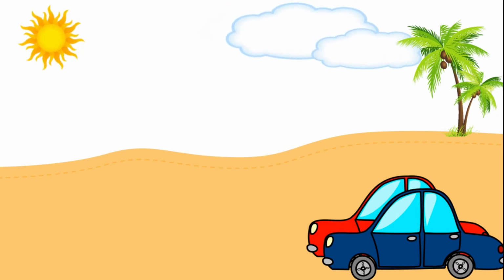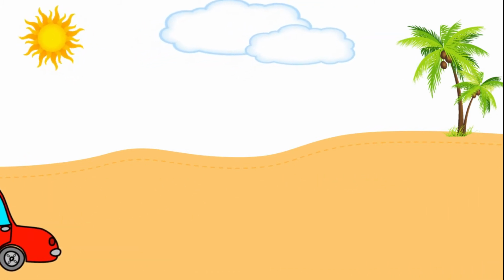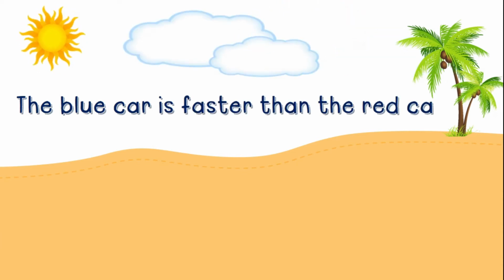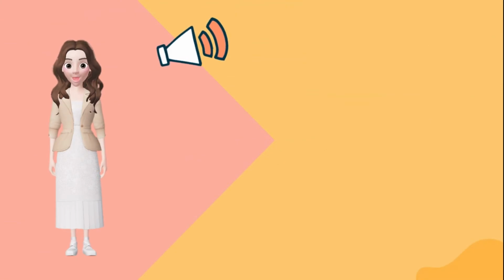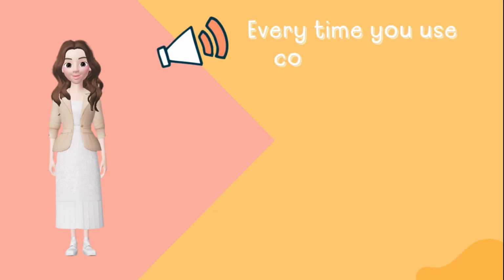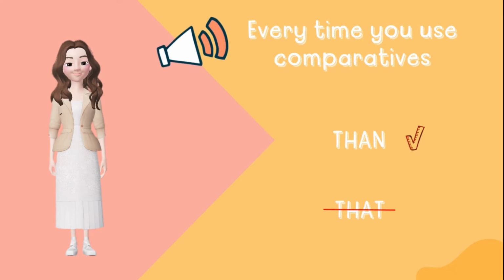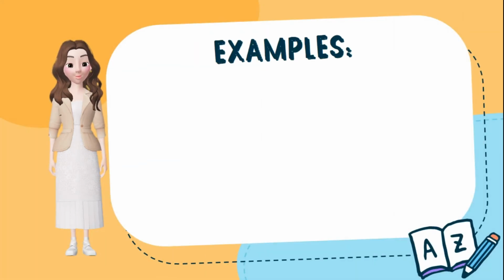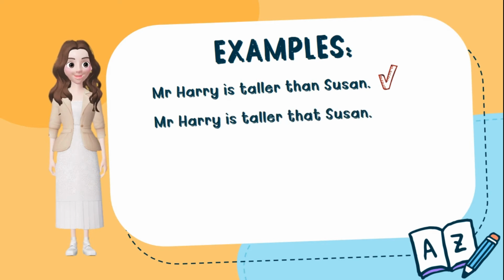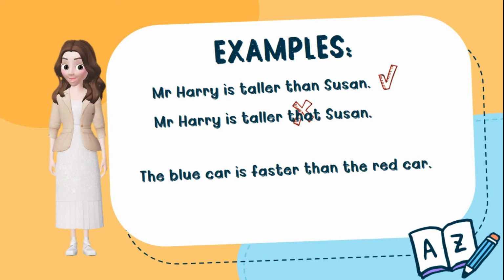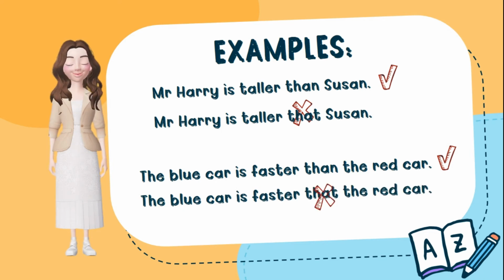Here, I'm comparing two cars. I can say the blue car is faster than the red car. You must remember that every time you use comparatives, you must always use than instead of that. For example, we can say Mr. Harry is taller than Susan, but we cannot say Mr. Harry is taller that Susan. We can say the blue car is faster than the red car, but we cannot say the blue car is faster that the red car.